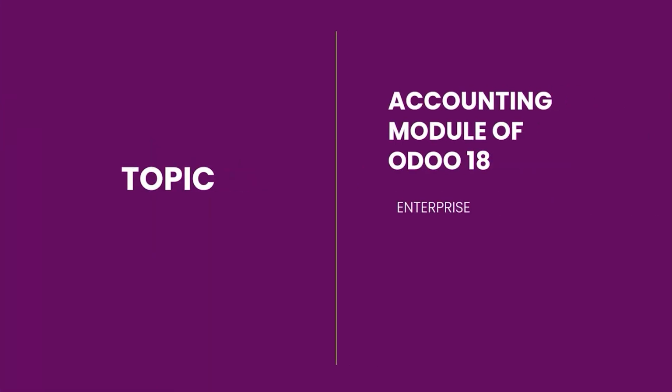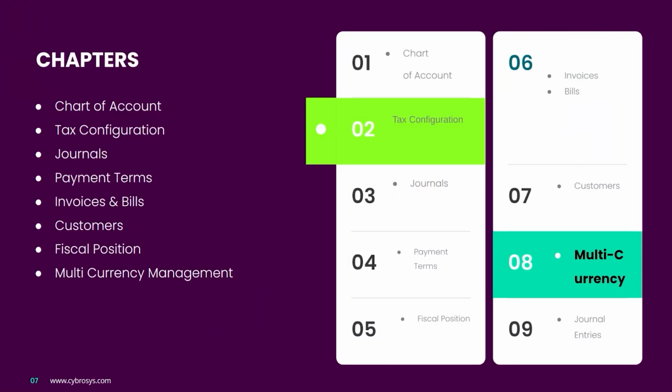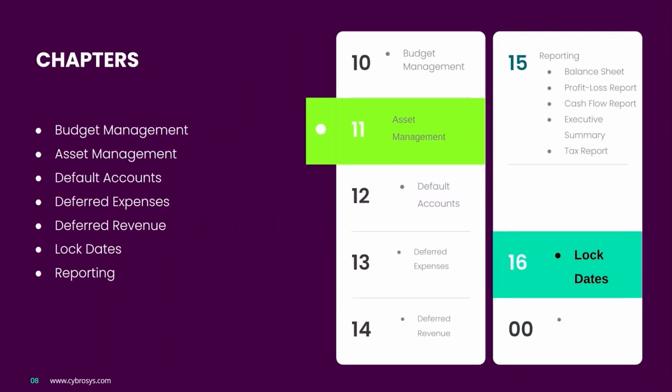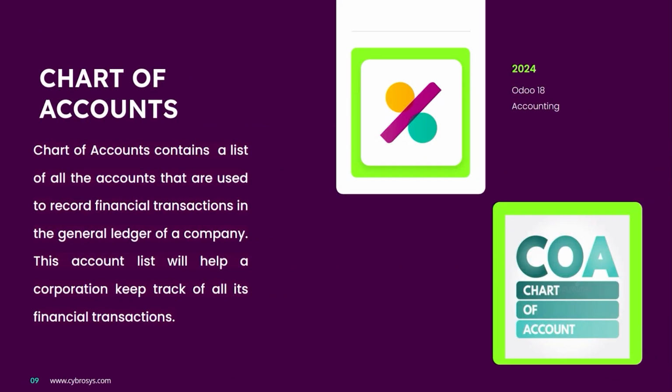So let's discuss the main topics of the accounting module of the Odoo 18 Enterprise version. In this webinar, we will be concentrating on chart of accounts, tax configurations, journals, payment terms, invoices and bills, customers, fiscal position, multi-currency management, budget management, asset management, default accounts, deferred expenses and deferred revenues, lock dates and reporting. So the chart of accounts contains a list of all the accounts that are used to record financial transactions in the general ledger of a company. This account list will help a corporation keep track of all its financial transactions.